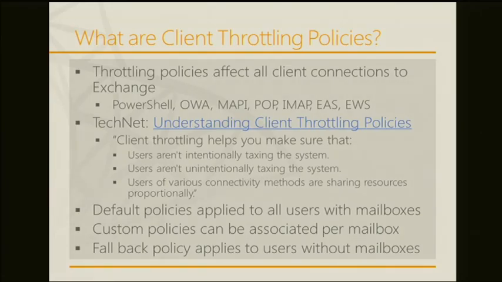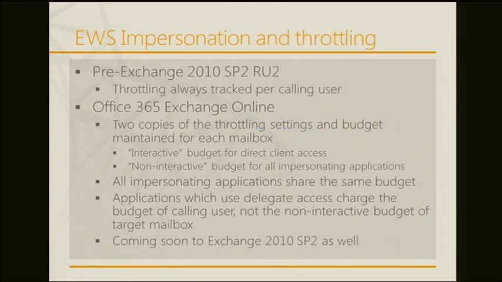And we'll talk a little bit about how much you should care, if you're writing a service application, about modifying throttling policies. There are a couple of notes here about some recent changes in Office 365 Exchange Online. Actually, this first bullet is incorrect. This last bullet is correct. In Exchange Online and Office 365, we maintain two copies of the throttling budget. We'll talk about what each of these throttling settings are that impact an EWS application.